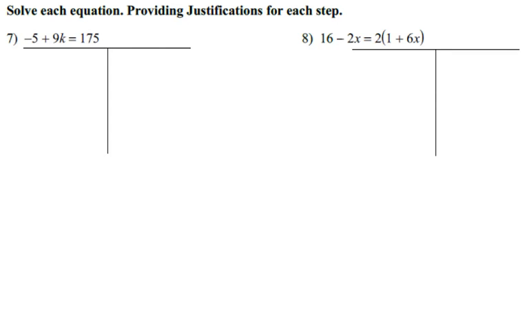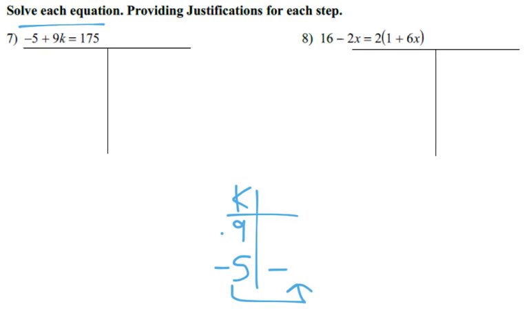Alright, let's go. So now we're providing some justifications for each step. So this first one, okay, remember we're solving it still, so what did we do to k? We times by 9, then subtracted 5. So we're going to add 5, then divide by 9. So first I'd start off by adding 5 to both sides. That would cancel and become 0 plus 9k equals 180.